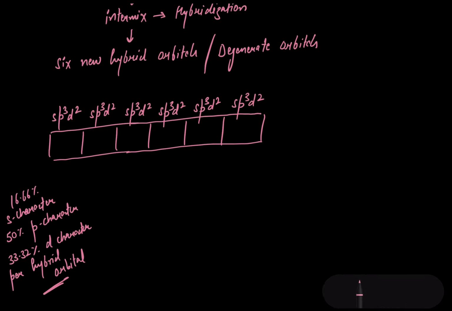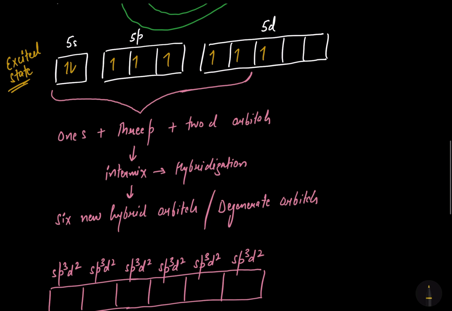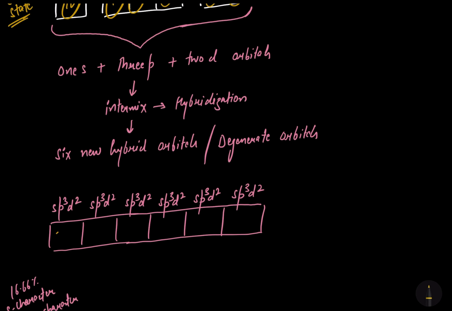Now let's talk about the redistribution of electrons. How many electrons do we have to redistribute in the hybrid orbitals? We were having 2 electrons in 5s, 3 in the 5p and 2 in the 5d. So we got a total of 7 electrons that have to be redistributed in the hybrid orbitals. So that's the first electron, second, third, fourth, fifth, sixth and the seventh.